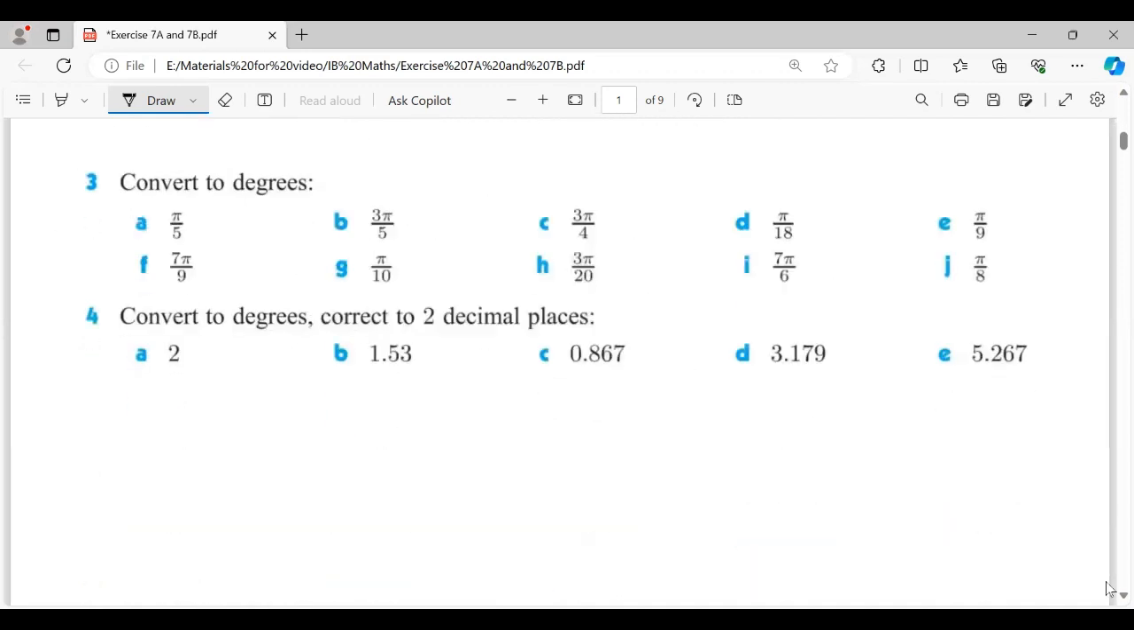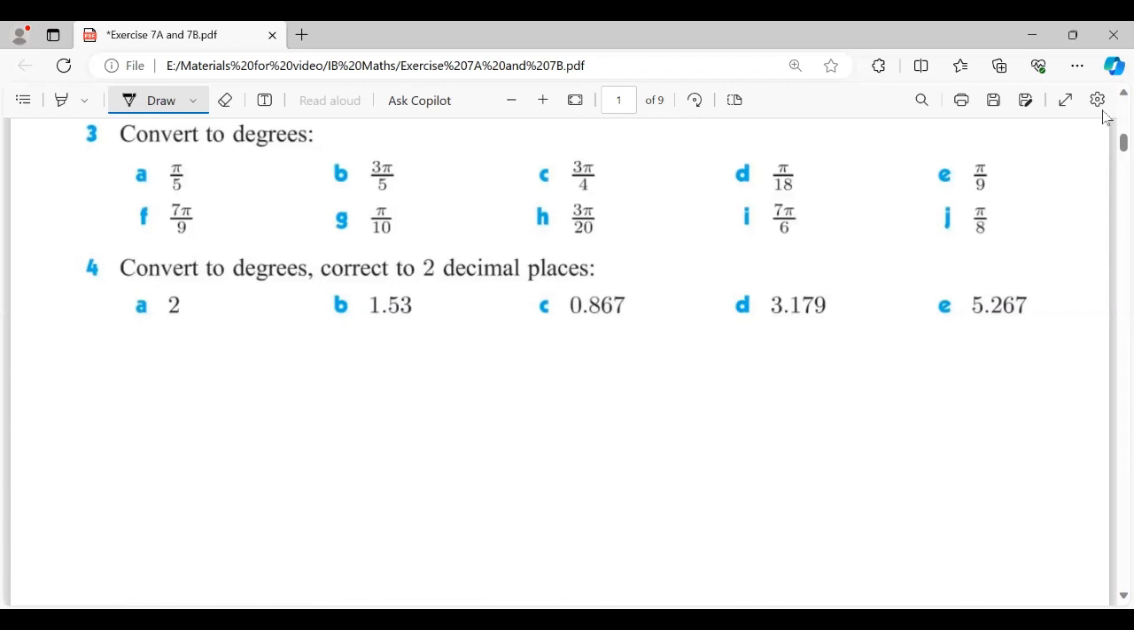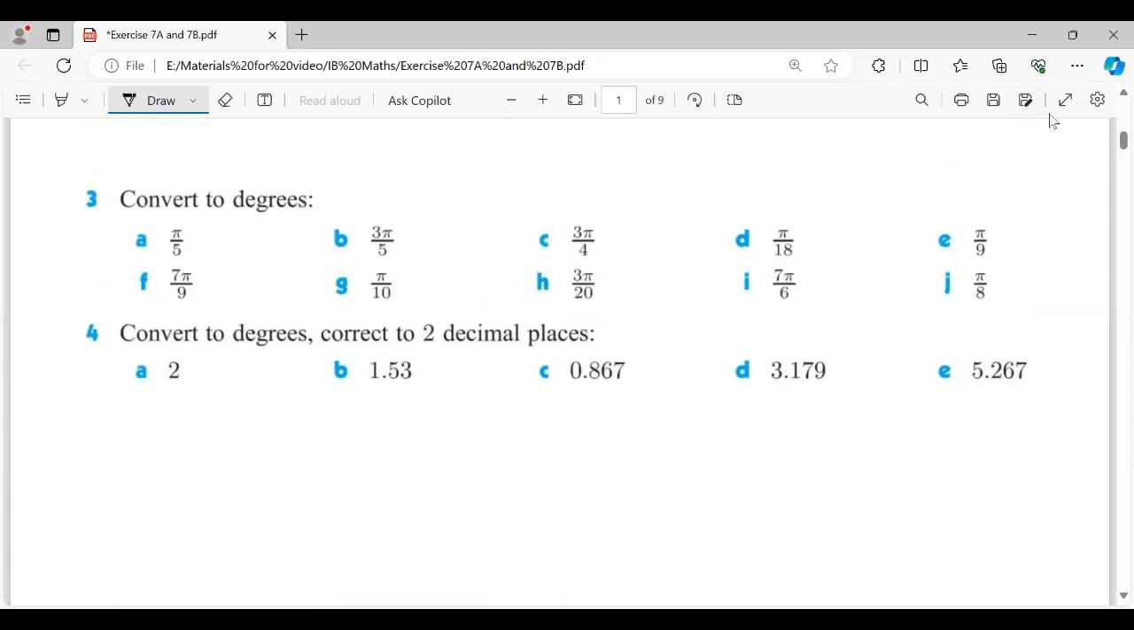Next, for number three, convert to degrees. That's the opposite of number one and number two. This number three, we will convert from radians to degrees. Next number. I will begin with number 3J. Okay. Number 3J.